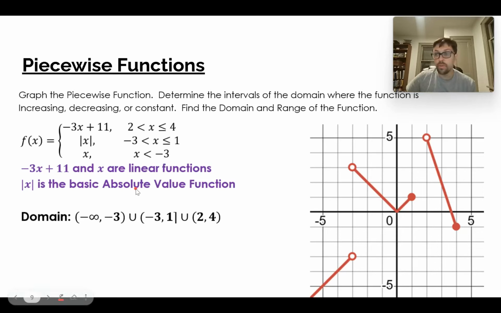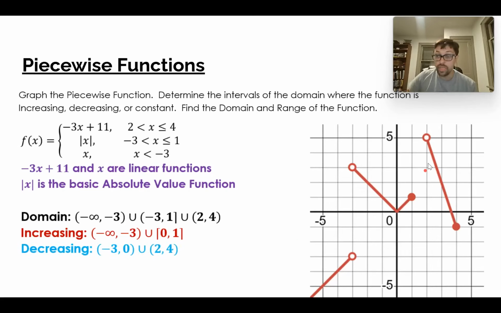If we think about where we are increasing, I know I'm going to be increasing on all of this interval and part of the interval of our absolute value. So I want all of this x is less than negative 3. And I just want this 0 to 1 part of our absolute value function. These are supposed to be brackets. It's hiding under the decreasing. It's decreasing on our interval for this function, so from 2 to 4. So we want to make sure that that part is decreasing.